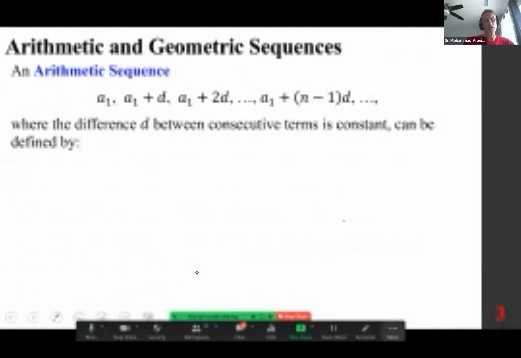An arithmetic sequence. We're going to look at the arithmetic and geometric sequences. You hopefully remember it from algebra. It starts with a term and then we add a constant, addition or subtraction. Remember, subtraction is a form of addition. So a sub 1, a sub 1 plus d, a sub 1 plus 2d, and the general term, a sub 1 plus n minus 1 times d.